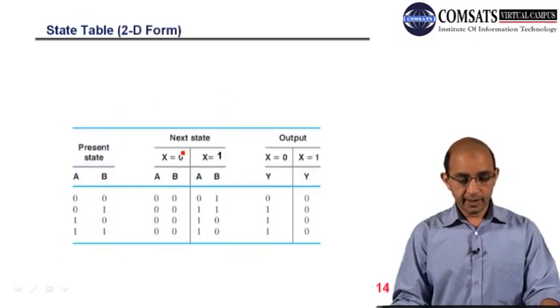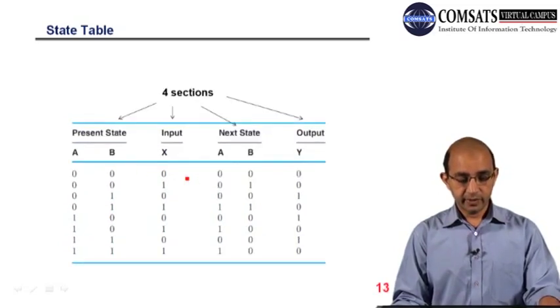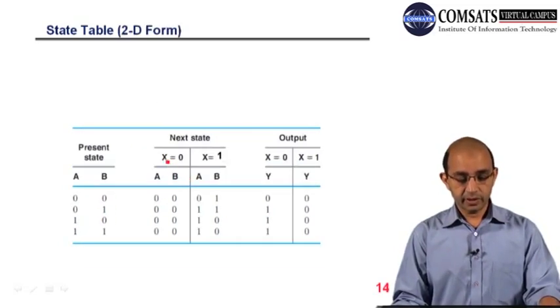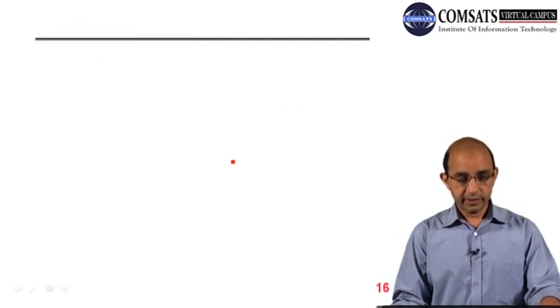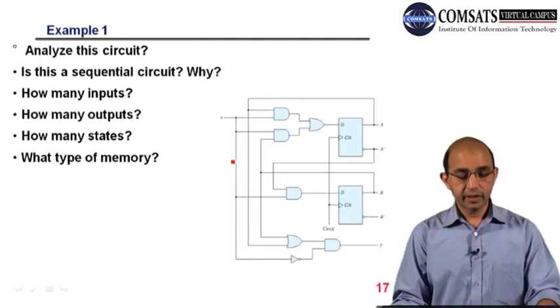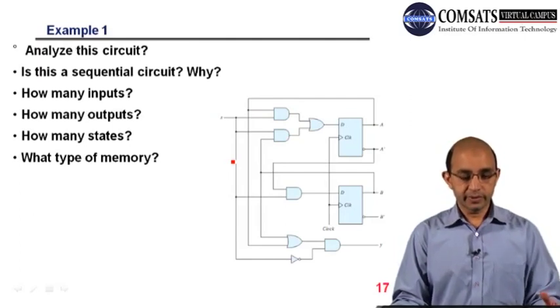Okay, and then this is the 2D state table. Here we have the same state table, but the next state is split into 2, for x equal to 0 and x equal to 1. And this is again the same. So let's start examples.